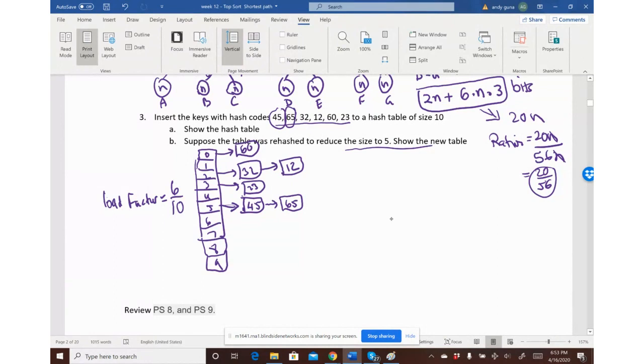Now, because we know the load factor, maybe we could make the table a little bit smaller. Okay, let's make it 5. So that means we have to rehash. Now, take just a minute to see where these keys go if you rehash them.